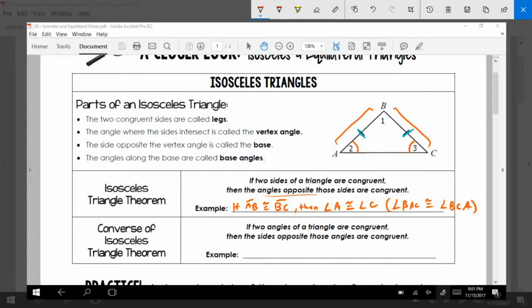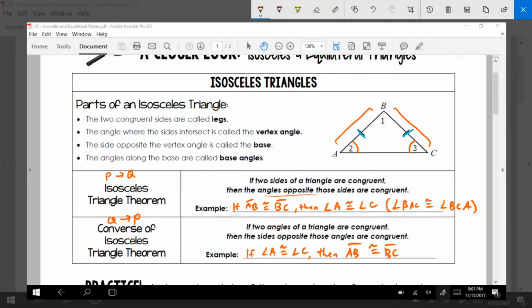And next, we've got the converse of isosceles triangle theorem. What's the converse? What do we do with the converse, boys and girls? If the isosceles triangle theorem is if P then Q, then the converse is if Q then P. So instead of saying if AB is congruent to BC, then angle A is congruent to angle C, we would say if angle A is congruent to angle C, then what? AB is congruent to BC.